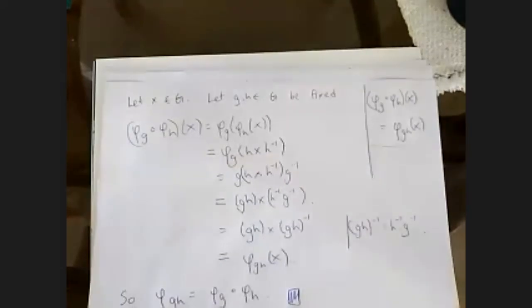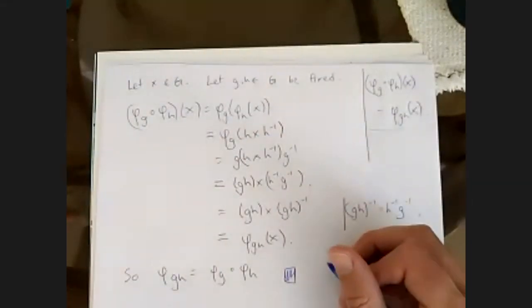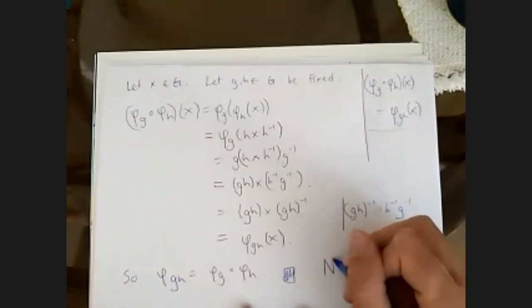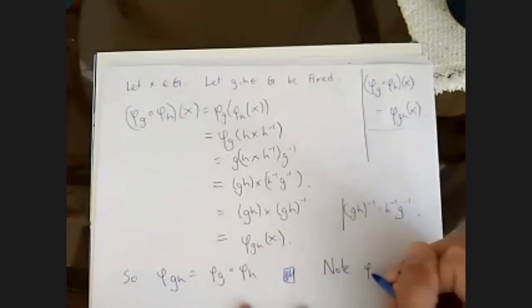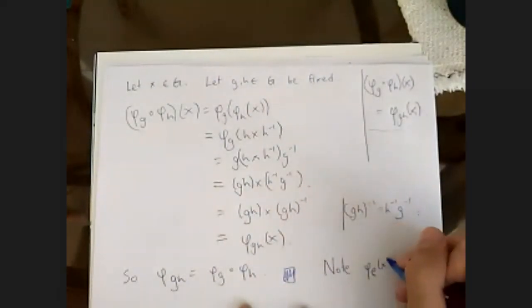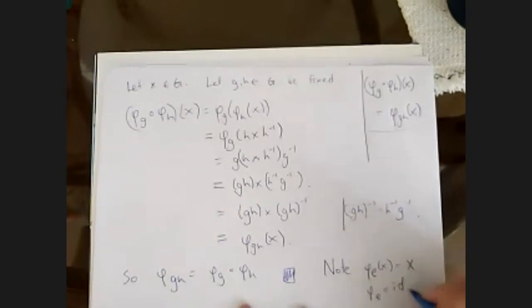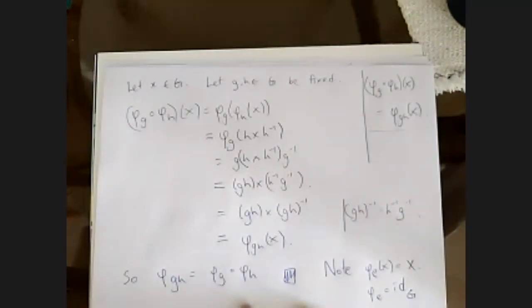Okay, and in particular, this tells us a few things. Note that phi of the identity of X is just EX, the inverse is just X. So phi E is the identity map on G, the identity function from G to G.